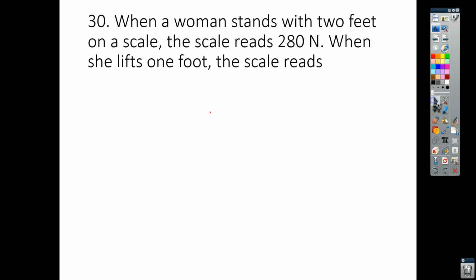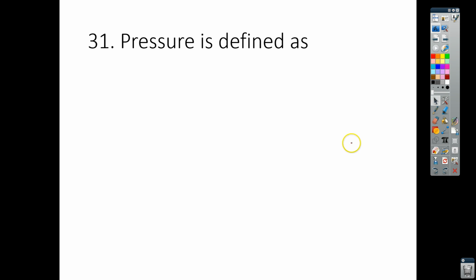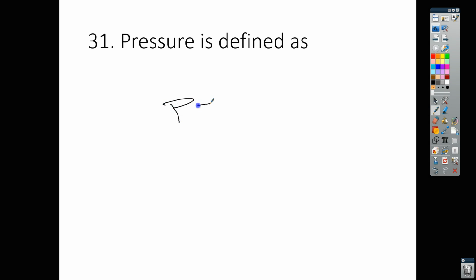For number 31, it says pressure is defined as, and if you remember, pressure is just equal to force per unit area. That's really all there is to it for pressure.